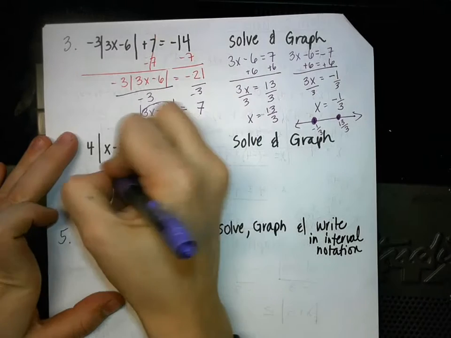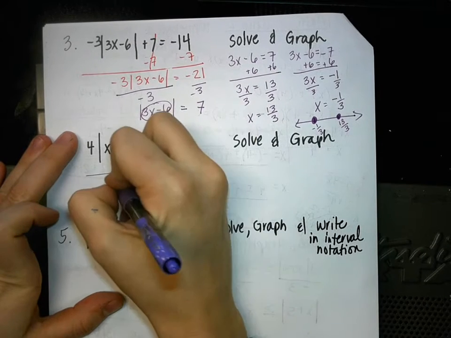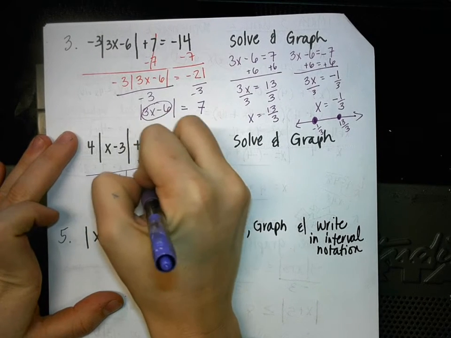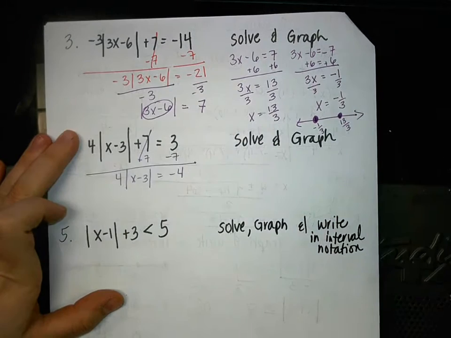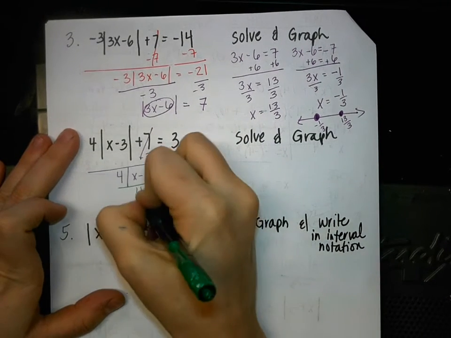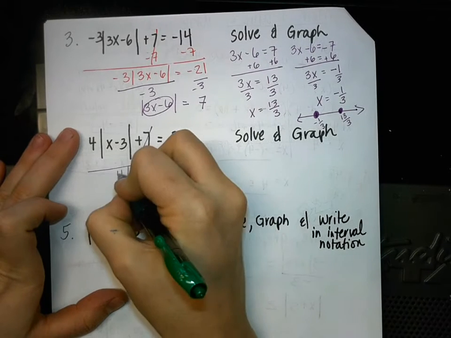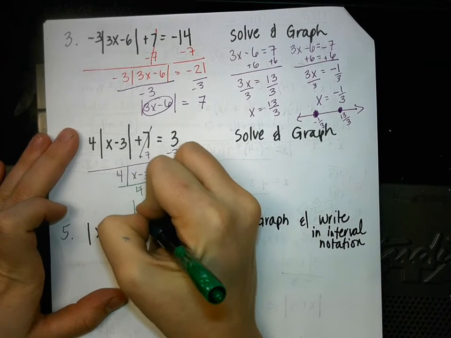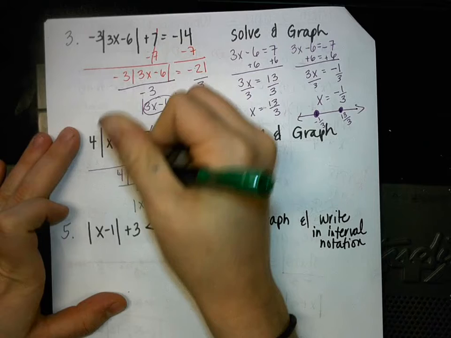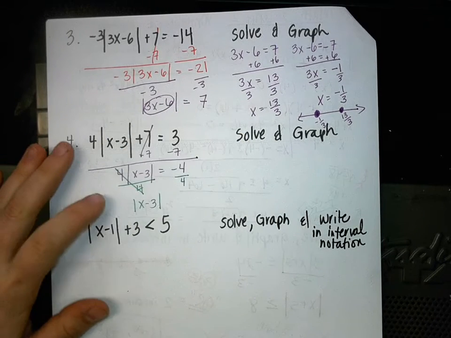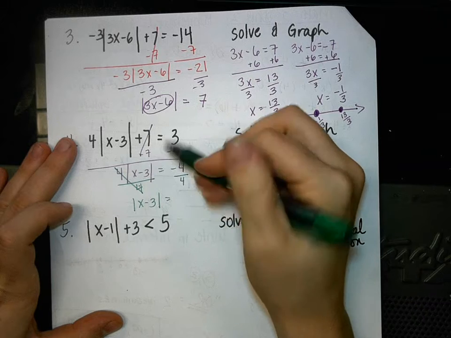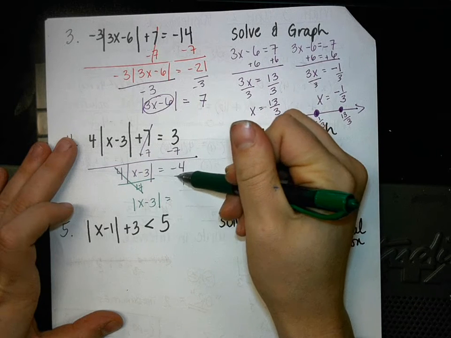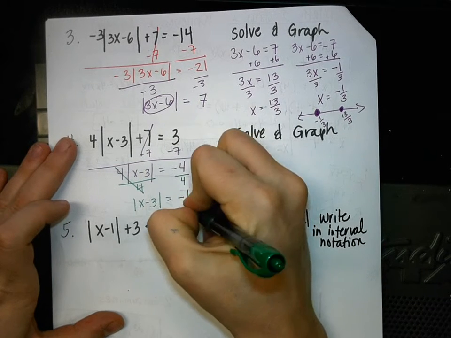Always isolate first. I haven't completely isolated yet. I need to divide by 4 on each side. 4 divided by 4 is 1. 1 times x minus 3 is just x minus 3, so essentially these equal 1 and they cancel. But this side I don't want to cancel out because it's the only thing left on that side. So negative 4 divided by 4 is negative 1.